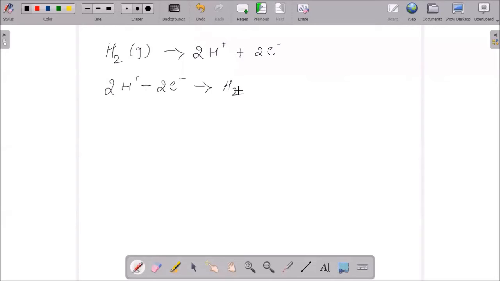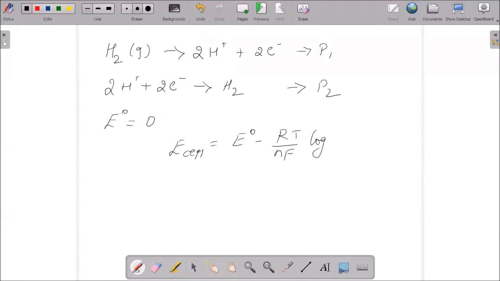And they have given us the P1 and P2 value. So for example, if we consider this to be having P1 and this has to be P2, so E naught cell is of course 0. And we know the formula as E cell is equal to E naught minus RT by NF log K. So it's very simple to substitute the values. So here this value is 0, RT by NF, where N is 2 and Faraday's value, log of, here K will take up the value of P2 by P1.